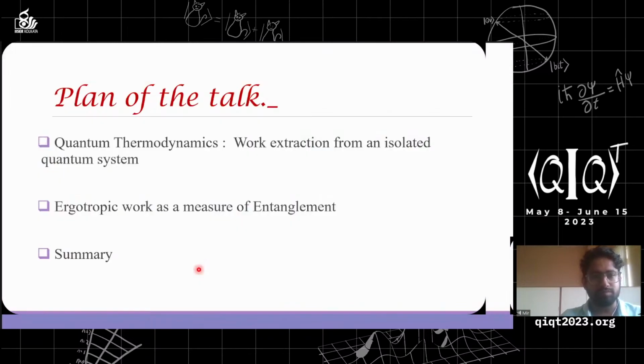So this is my plan of talk. First, I will discuss work extraction from an isolated quantum system, analogous to an adiabatic process. That work is called ergotropic work. Then I'll try to make a connection between this ergotropic work and quantum correlations, more precisely quantum entanglement. And then I will summarize.